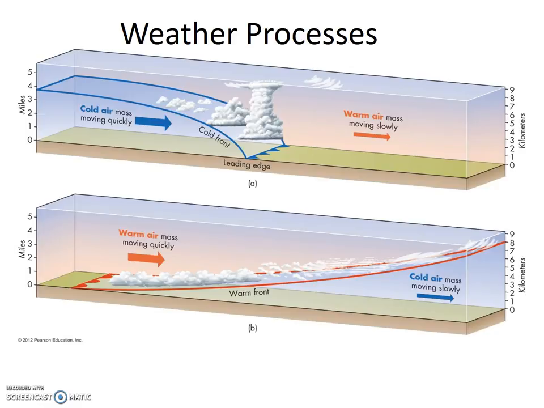The warm air gently rises up the back of the cold air mass. As the rise is more gentle, the cooling and condensing is also more gentle. At this front, we generally get more gentle rain over a wider area.